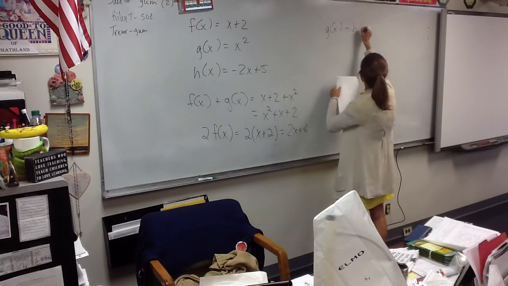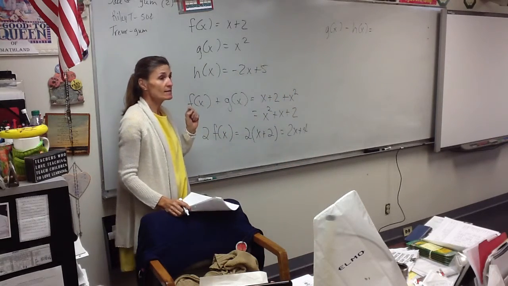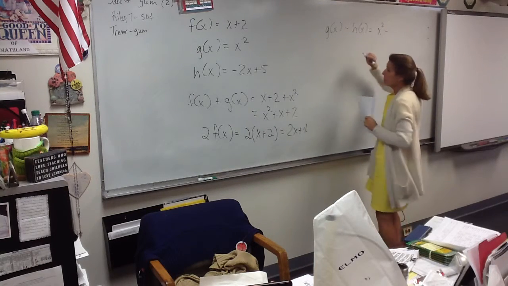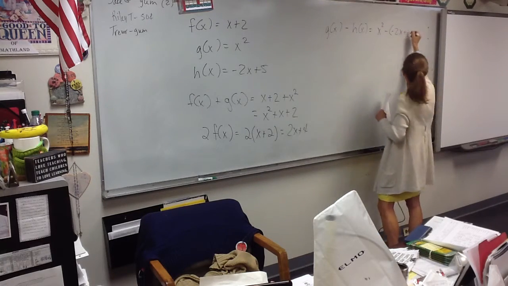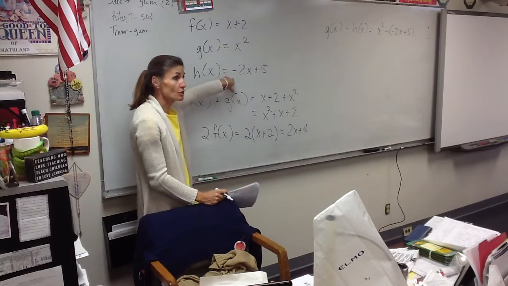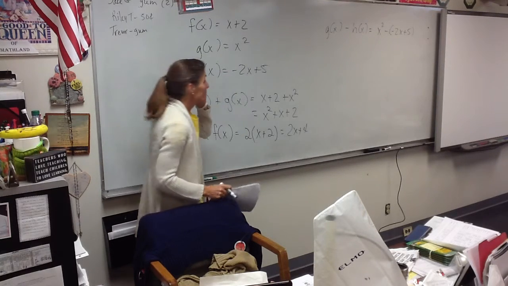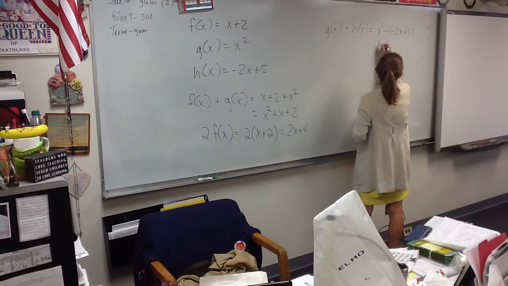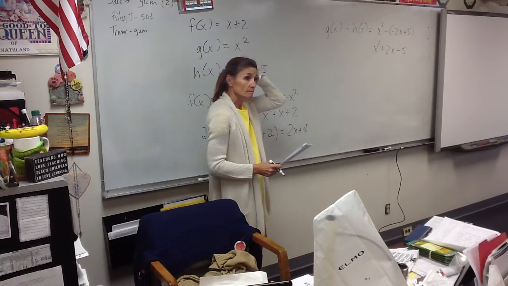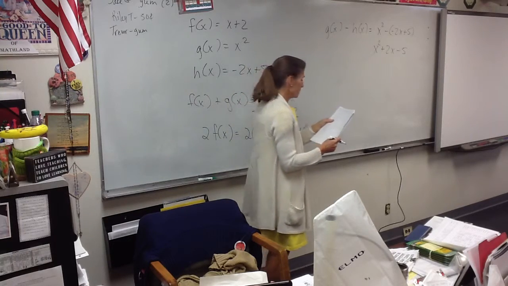G minus h. All right, just be careful. You are subtracting the entire h. So it'll be x squared, that's g, minus negative 2x plus 5. G minus h. Right? Yeah. So we end up with x squared plus 2x minus 5. You all right with that? So far, this is so simple.